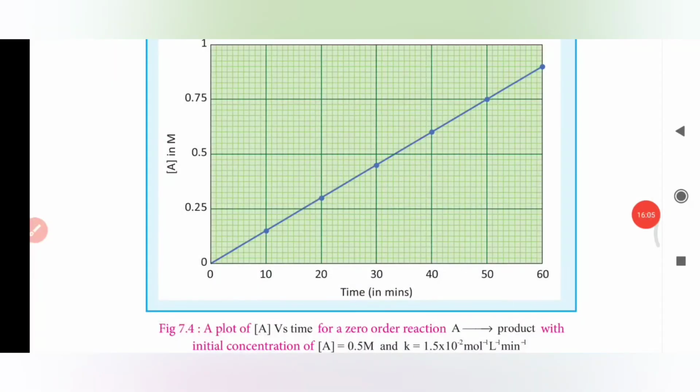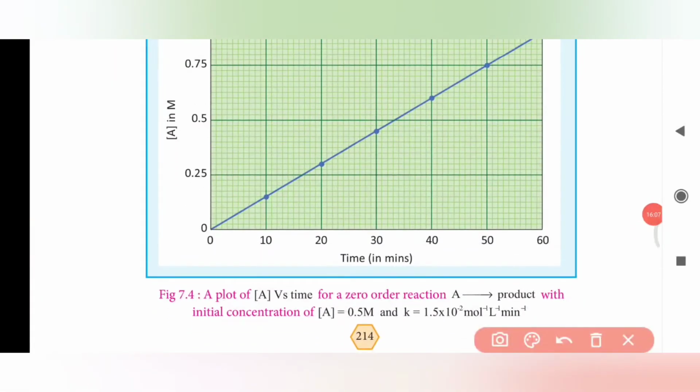The concentration of product will increase as the time increases. Let's see.